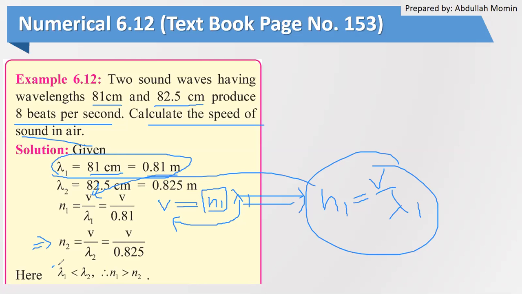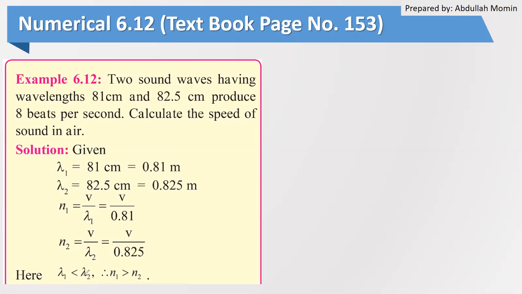Since lambda 1 is smaller than lambda 2, that means N1 should be greater than N2, because N and lambda are inversely proportional. If lambda is large, that means frequency is small. If frequency is large, that means wavelength is small. So both quantities are inversely proportional. If the second wave has a larger wavelength, that means its frequency is smaller than the first one.